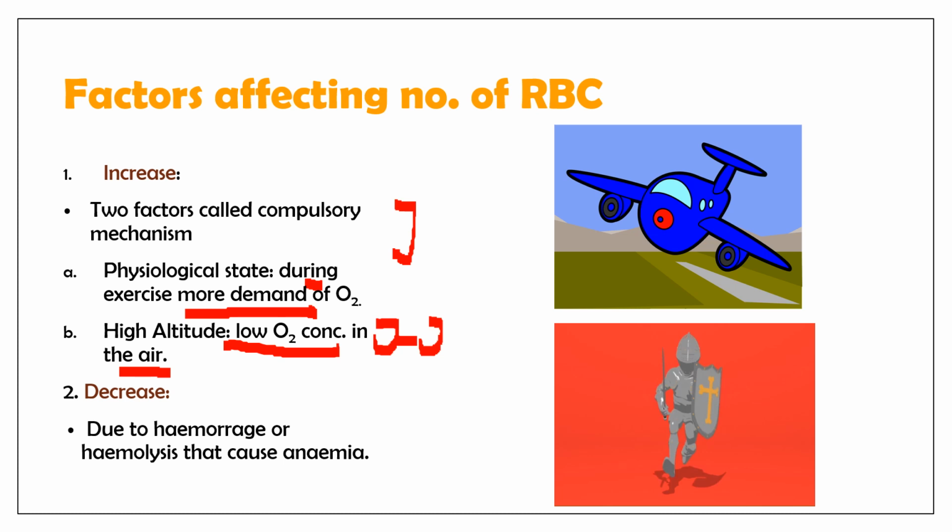A decrease in RBCs is due to hemorrhage or hemolysis, which causes anemia. So a decrease in the level of RBCs causes anemia, and an increase in the number of RBCs causes polycythemia. Let's discuss these two diseases.